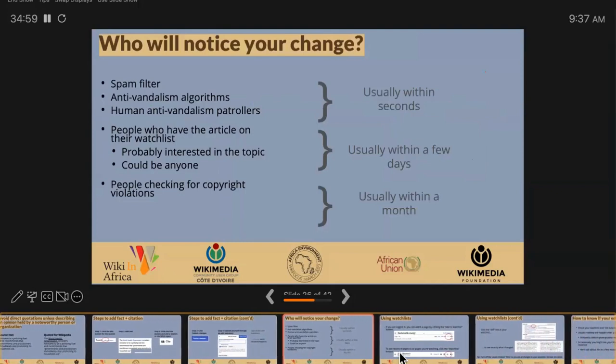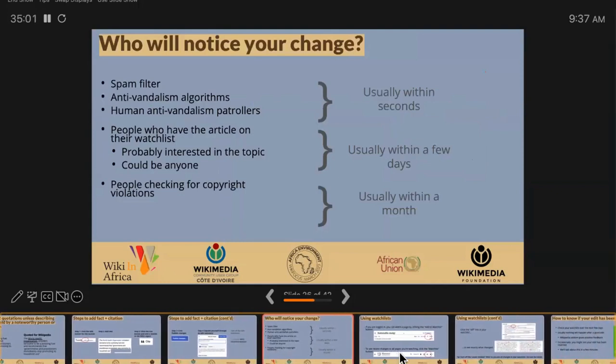And then let's talk about the review process. Who's going to notice this change? What usually happens is that there's a lot of noticing of the change. This is really invisible to you, but it happens. The first thing that happens, and I wouldn't worry about it too much, is just people and bots checking it for vandalism. Okay, is this total crap? And if it is, it'll get reverted very quickly, usually.